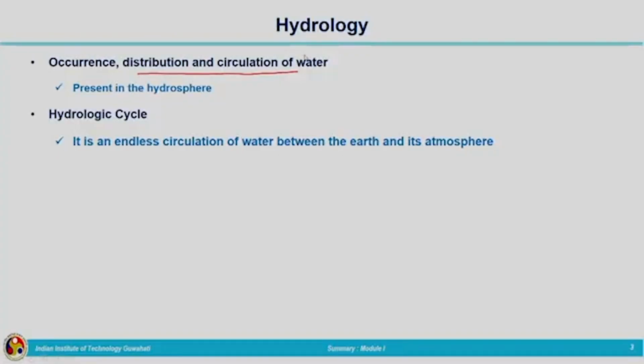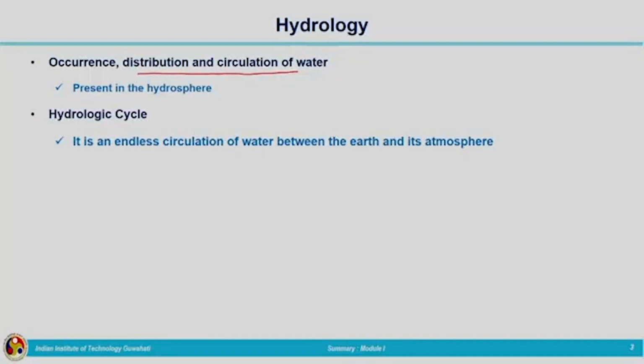After that we have seen the hydrologic cycle, how water transforms from one phase to another. In the atmosphere it is in the vapor form, on the ground surface it is in the water form, or in the glaciers it is in the solid form. We do not know from where the cycle is starting, and we have seen the details about the hydrologic cycle as the endless circulation of water between the earth and its atmosphere.